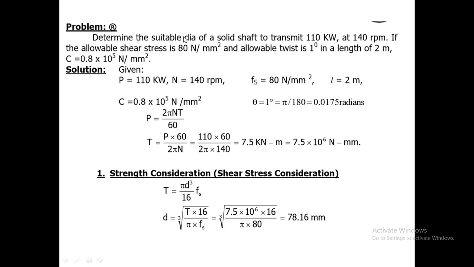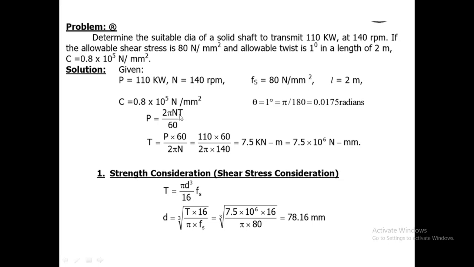So here again, the diameter of the shaft you have to find out. Again it is based on strength consideration as well as stiffness consideration. Here the power is given. Once the power is given, you have to use the power equation and calculate the torque. Whenever power and RPM are given, you have to calculate torque. So using this equation, you calculate the torque here.